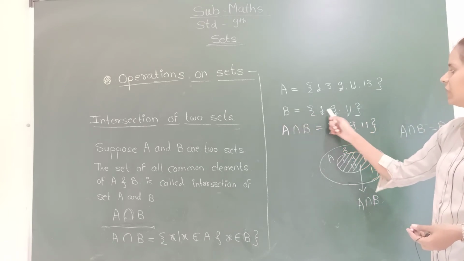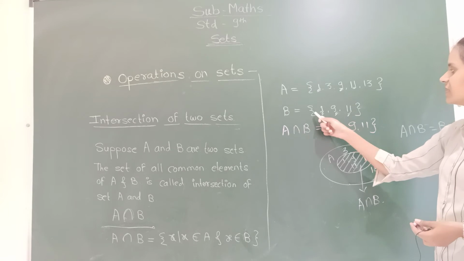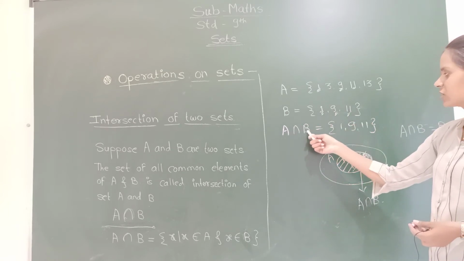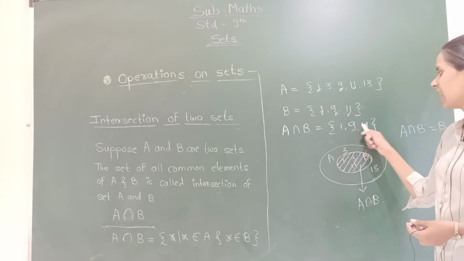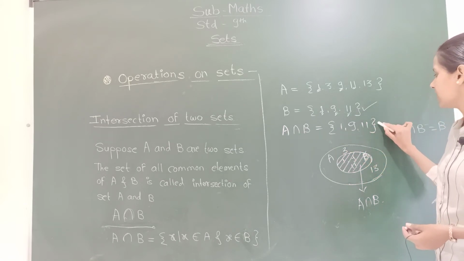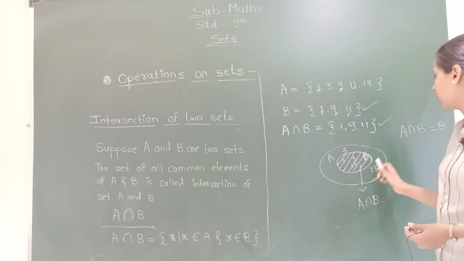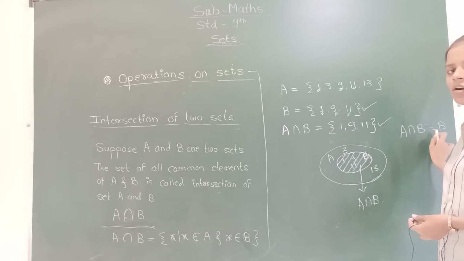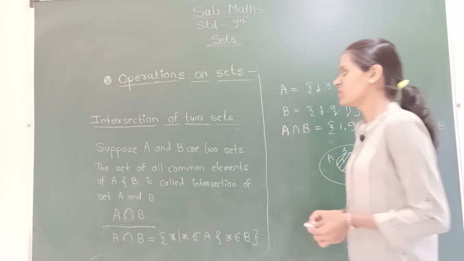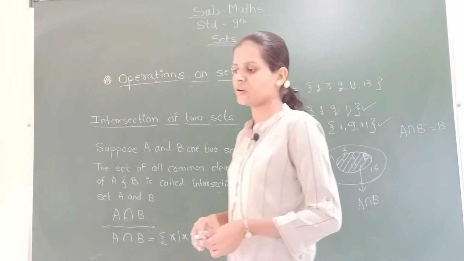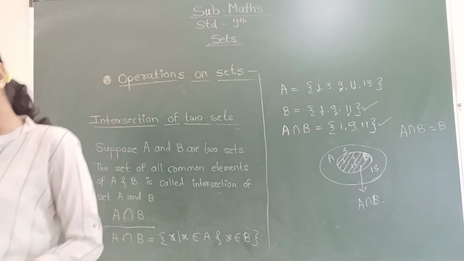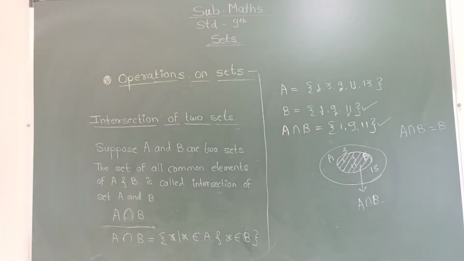Set B consists of elements 1, 9 and 11, whereas set A intersection B consists of elements 1, 9 and 11. In both the sets elements are the same, therefore we can write A intersection B is equal to B. Okay, now we are going to see some properties of intersection of two sets. If you want this example or information regarding intersection of two sets, you can take a screenshot.